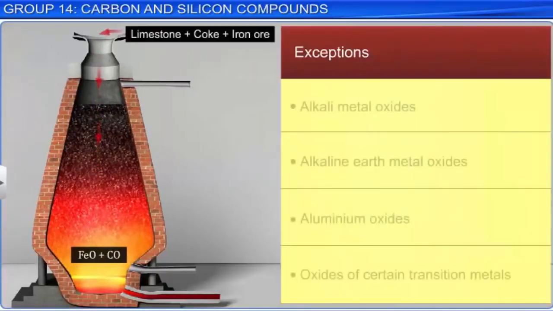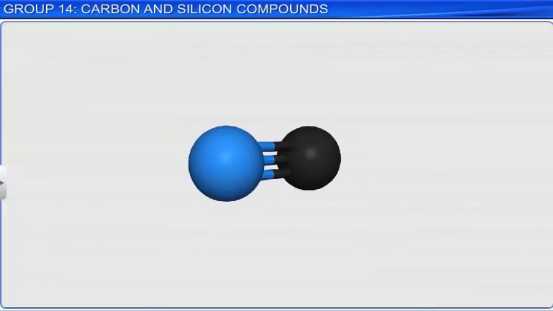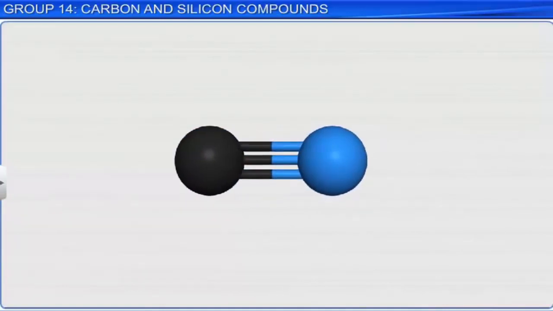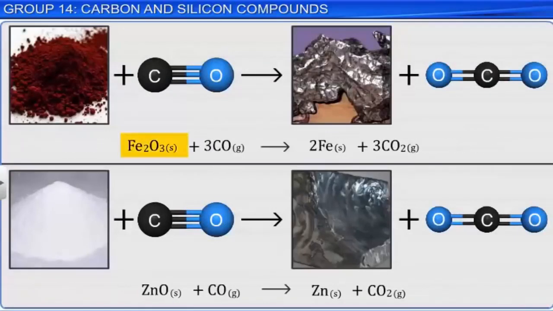Note that carbon monoxide cannot reduce the alkali and alkaline earth metal oxides, aluminium oxides, and the oxides of certain transition metals. Reactions with carbon monoxide are used to extract many metals from their ores. The reactions here show iron(III) oxide and zinc oxide producing iron and zinc. In the process, carbon monoxide is oxidized to form carbon dioxide.